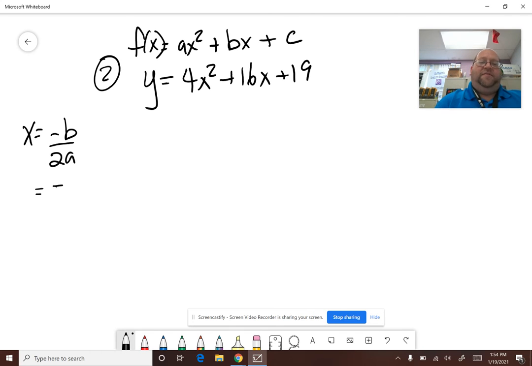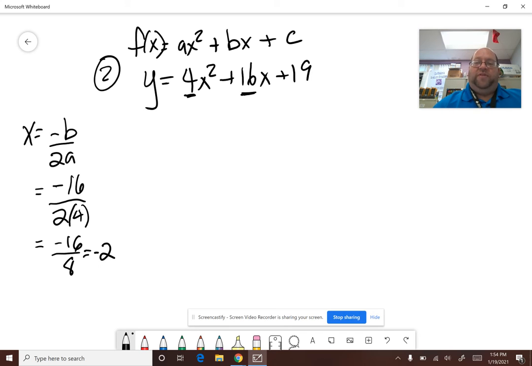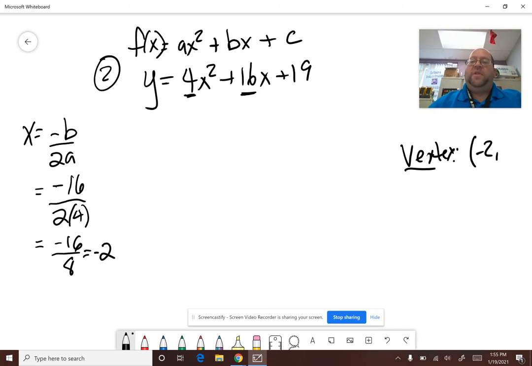So negative b happens to be 16 over 2 times my a term, which happens to be 4. So I end up with -16 over 8, which happens to be -2. Okay? So what that has told me is at least part of my vertex. I know at this point, the x coordinate of my vertex is -2. Okay? So now, how do we figure out the y coordinate?